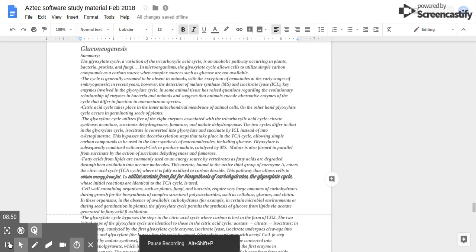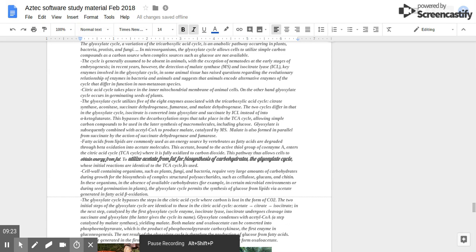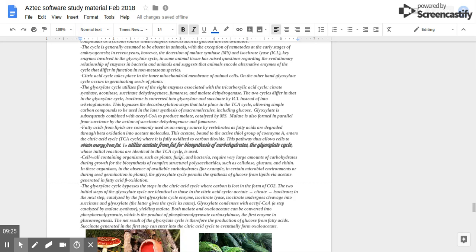Cell wall containing organisms such as plants, fungi, and bacteria require large amounts of carbohydrates during growth for the biosynthesis of complex structural polysaccharides such as cellulose, glucans, and chitin in these organisms. In the absence of available carbohydrates, for example, in certain microbial environments, or during seed germination in plants, the glyoxylate cycle permits the synthesis of glucose from lipids via acetate generated in fatty acid beta oxidation. So this is important, especially in plants, fungi, and bacteria.